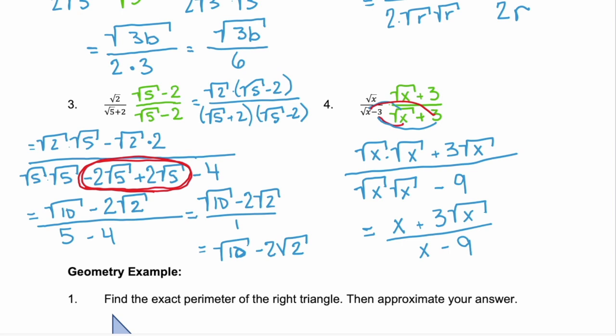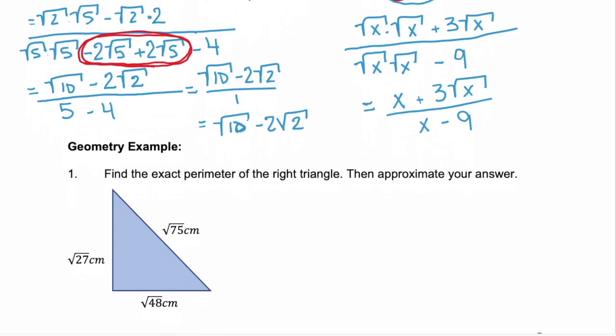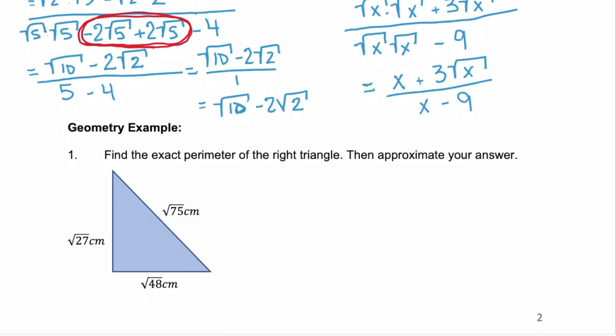How about a geometry example? So here we have a right triangle, and we need to find the exact perimeter of the right triangle, and then we're going to approximate the answer. So exact means keeping it in radical format. So no rounding, no approximating.